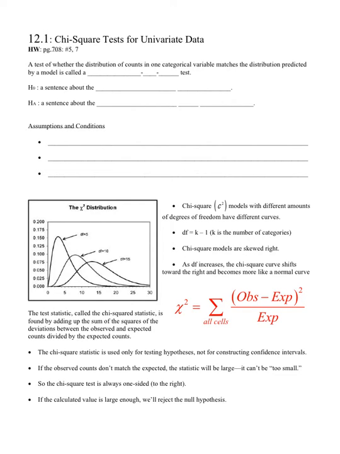Hi everyone, this is 12.1 chi-square test for univariate data.